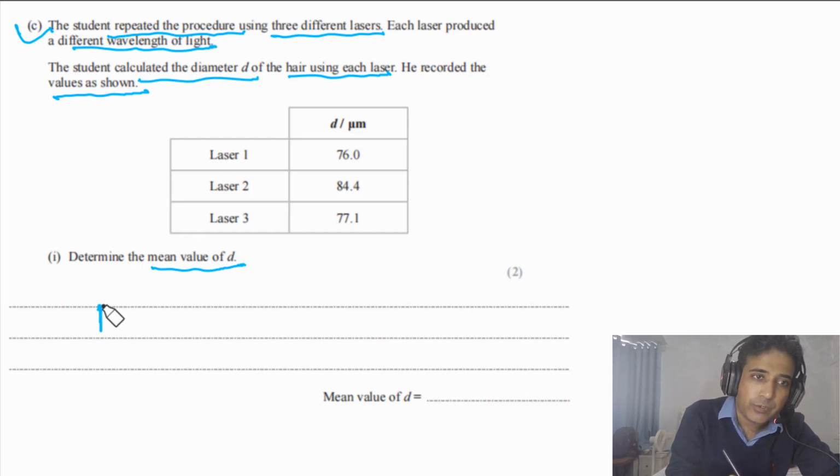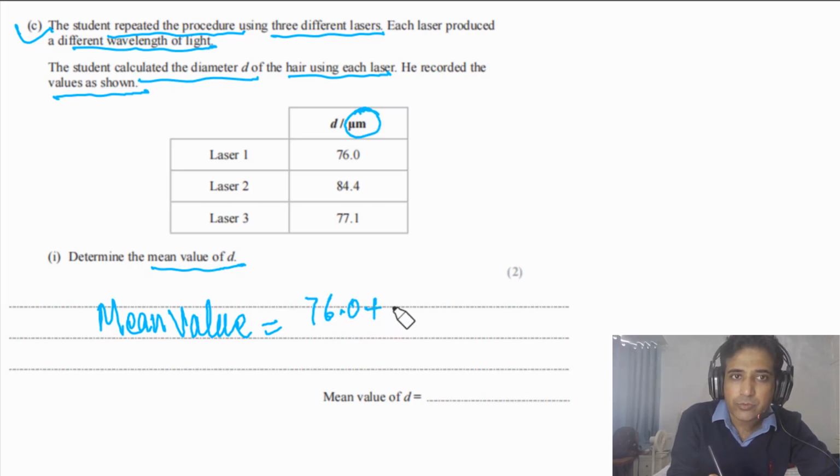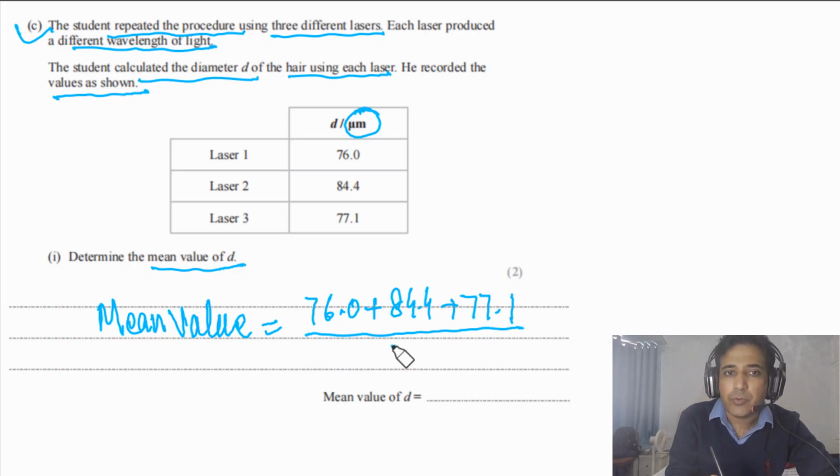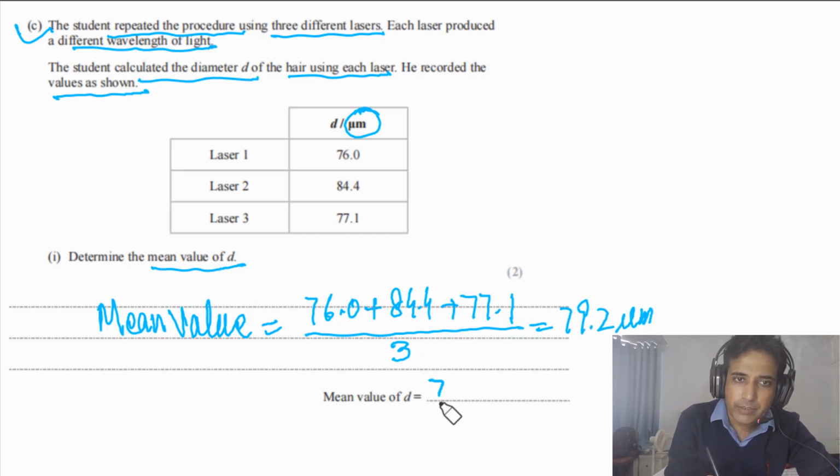So simply we need to calculate the mean value of diameter, and the different values of diameter are given to us, and the unit is micrometer. So we can write here 76.0 micrometer, plus 84.4 micrometer, plus 77.1 micrometers, divided by the number of readings. We have 3 readings. Now if we simplify this, we will get 79.2 micrometers. So this is our final answer.